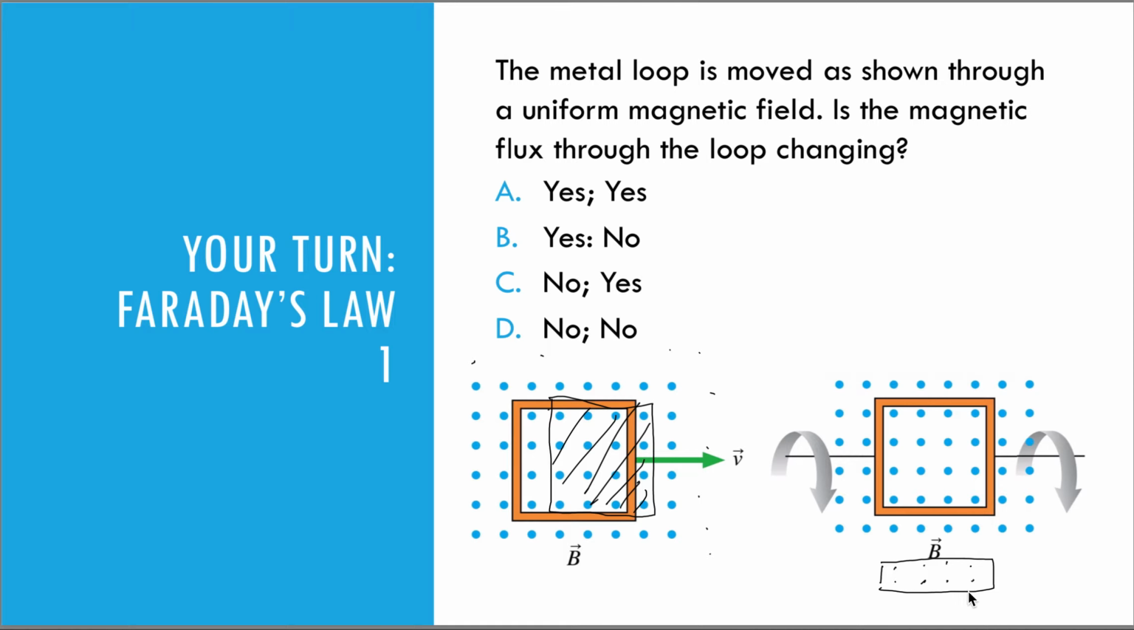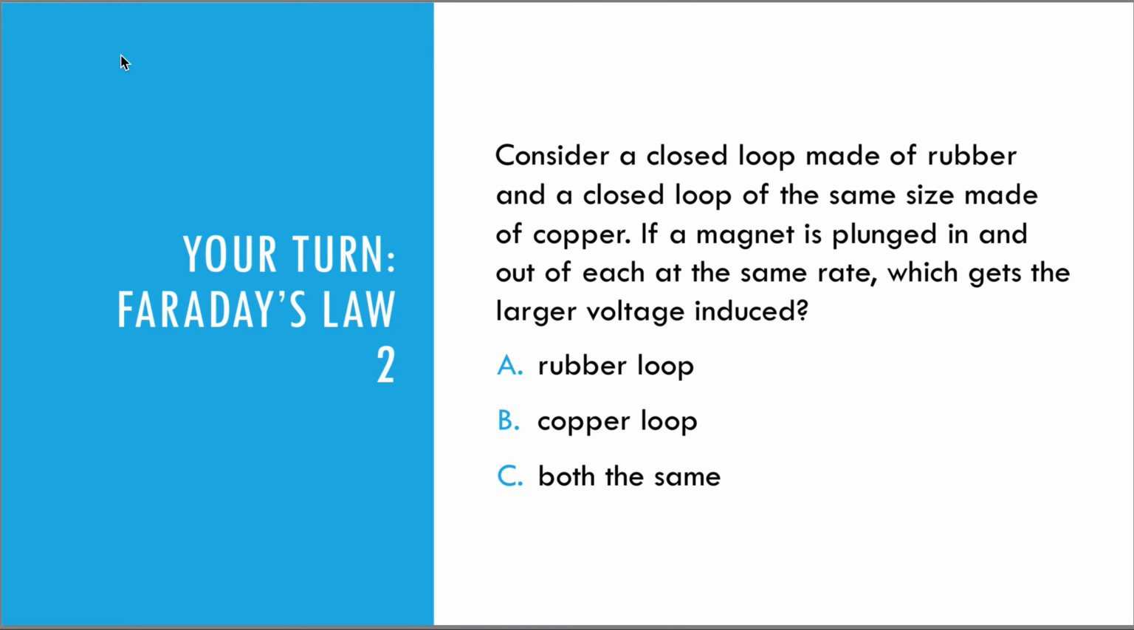When this loop is perfectly horizontal, when it's just a line, then there are no field lines going through it. There's no flux when that loop is perfectly horizontal. When it's perfectly vertical, there's max flux. When it's at an angle, there's some flux in between. So the flux is changing. So the answer was C. Let's look at the next question.